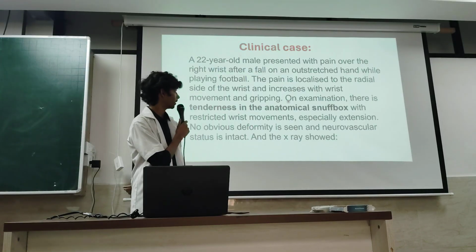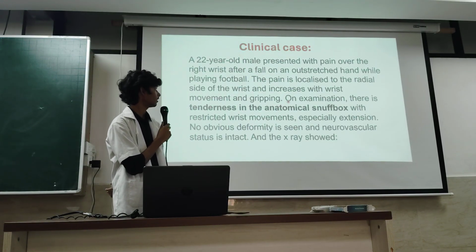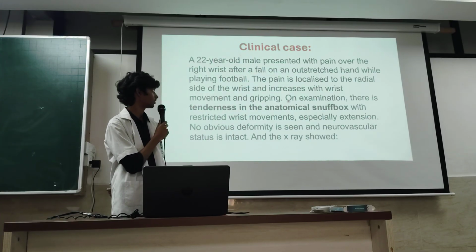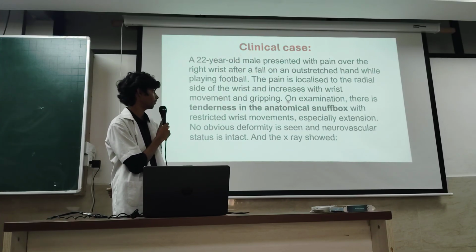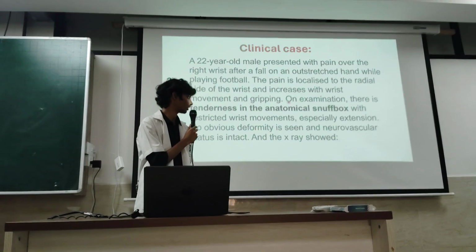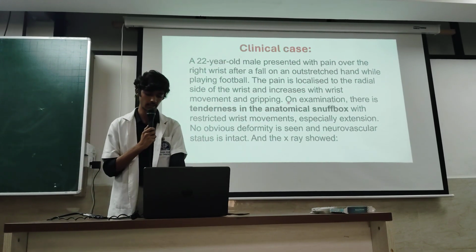A 22-year-old male presented with pain over the right wrist after a fall on an outstretched hand while playing football. The pain is localized to the radial side of the wrist and increases with wrist movement and gripping. On examination, there is tenderness in the anatomical snuffbox with restricted wrist movements, especially extension. No obvious deformity is seen, and neurovascular status is intact.